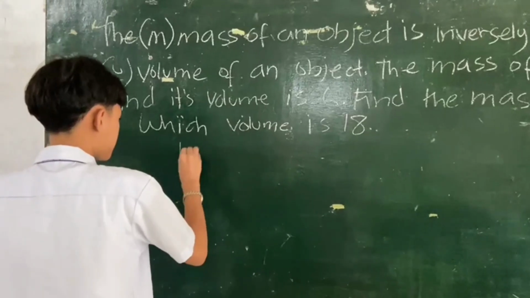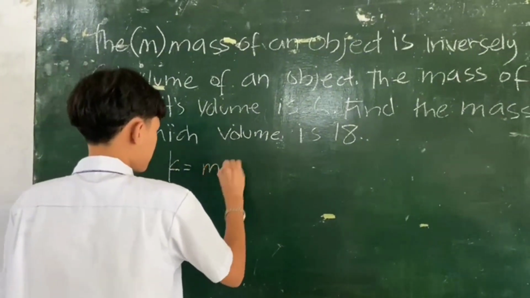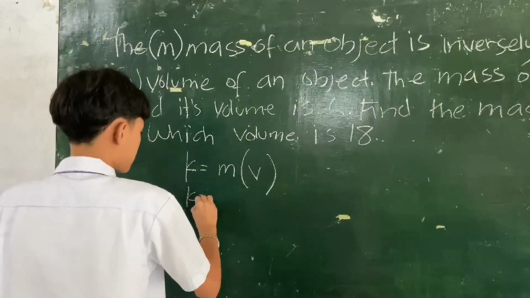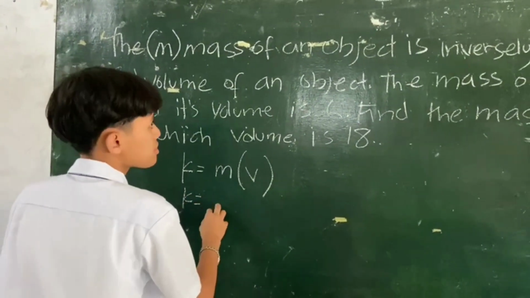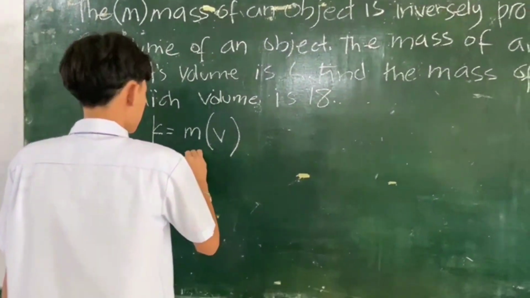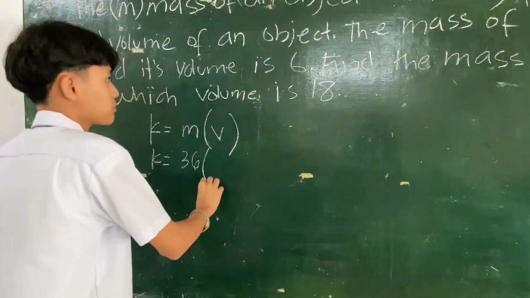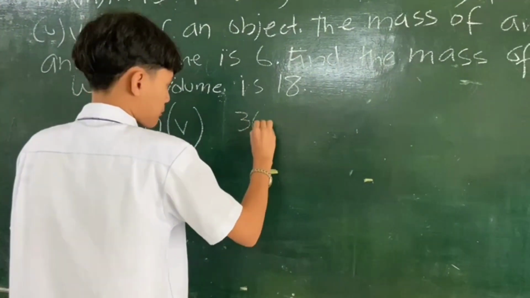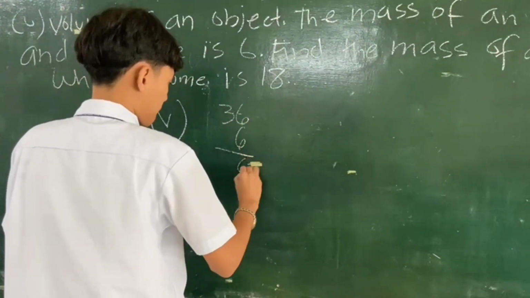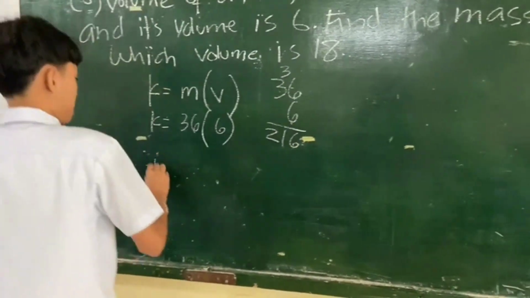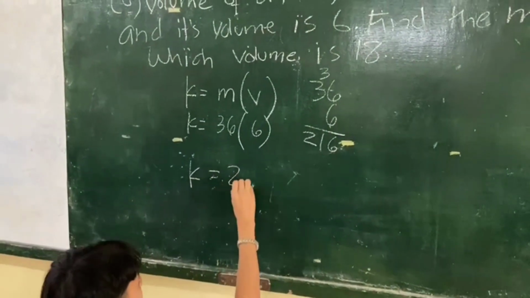As I said, let's write the mathematical equation, where the constant of the equation K is equal to M, which is mass, multiplied by V, volume. So K is equal to 36 times 6, substitution property of equality. 6 times 6 equals 36, 3 times 6 is 18 plus 3, 21. So K is equal to 216.